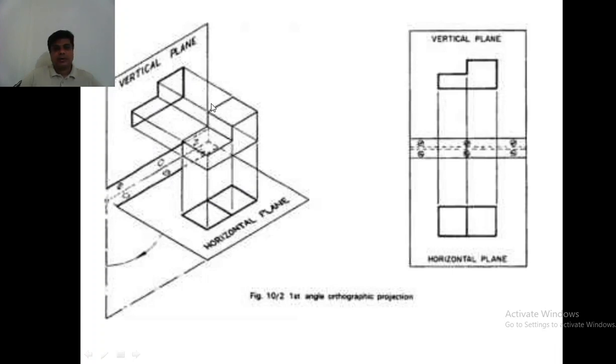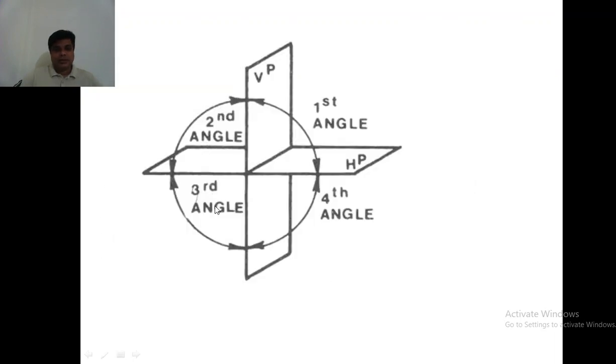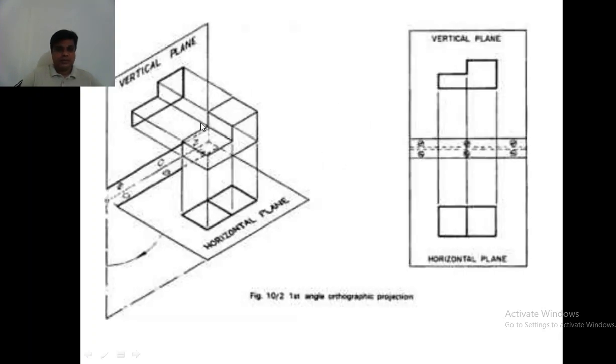So in first angle projection or first quadrant, the object will be kept above the horizontal plane and in front of the vertical plane. And you just forget the second angle, third angle, fourth angle for the time being. Don't worry about the second quadrant, third quadrant and fourth quadrant. You concentrate only on the first quadrant here. In the first quadrant we have the vertical plane and the horizontal plane, and the object is kept in front of the vertical plane and above the horizontal plane. In this case you can see the object is kept in front of the vertical plane and also above the horizontal plane.